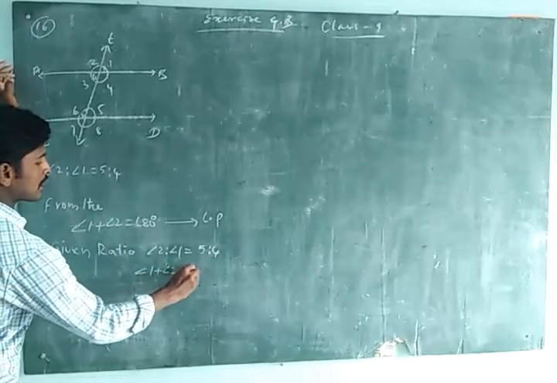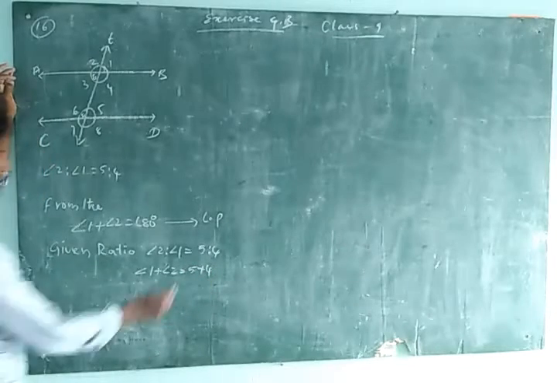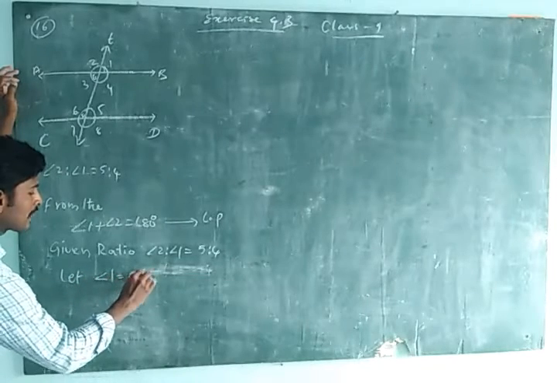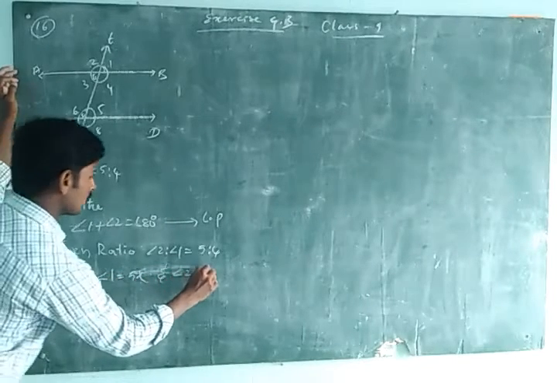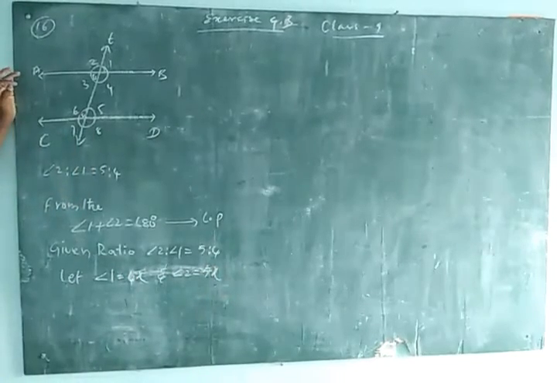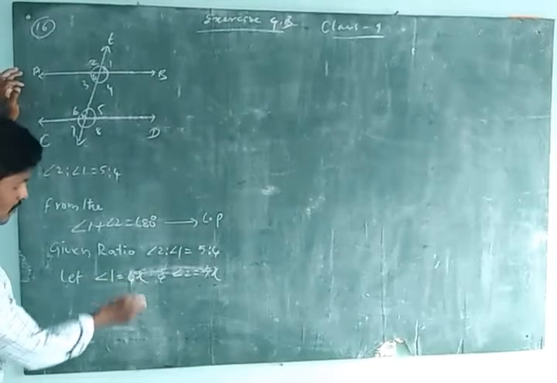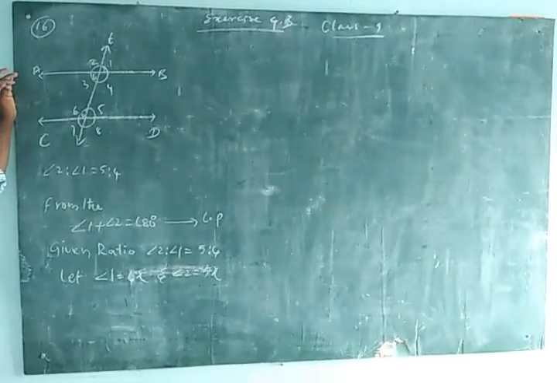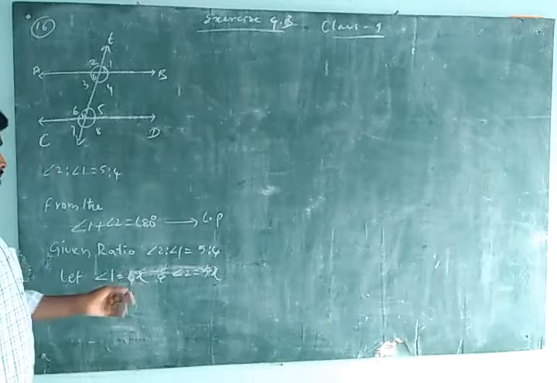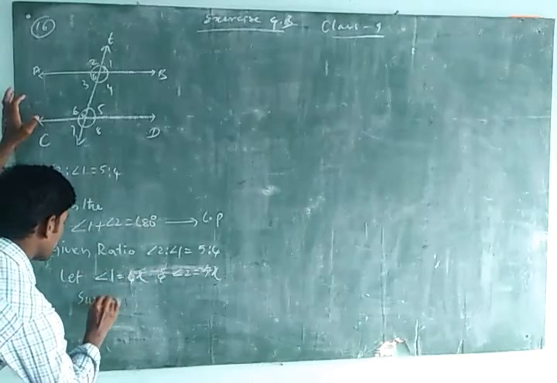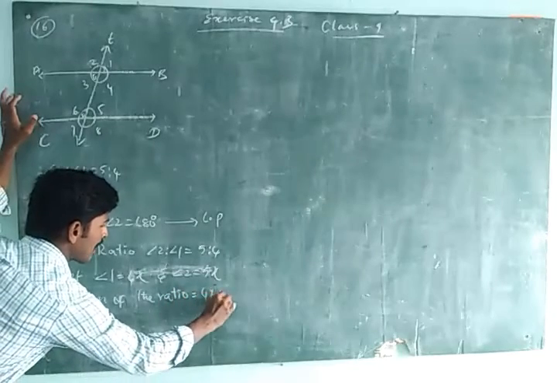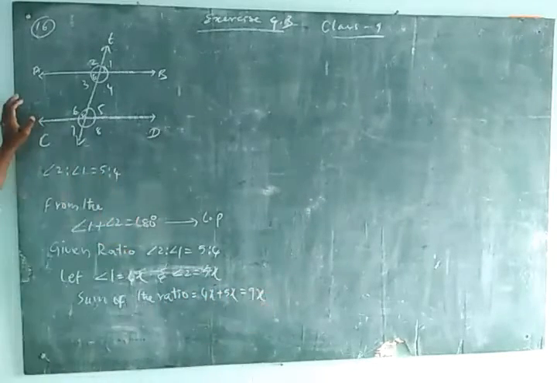We take angle 1 is equal to 4x and angle 2 is equal to 5x. Sum of the angles: 4x plus 5x is equal to 9x. So this is the sum of the ratio, 4x plus 5x is equal to 9x.